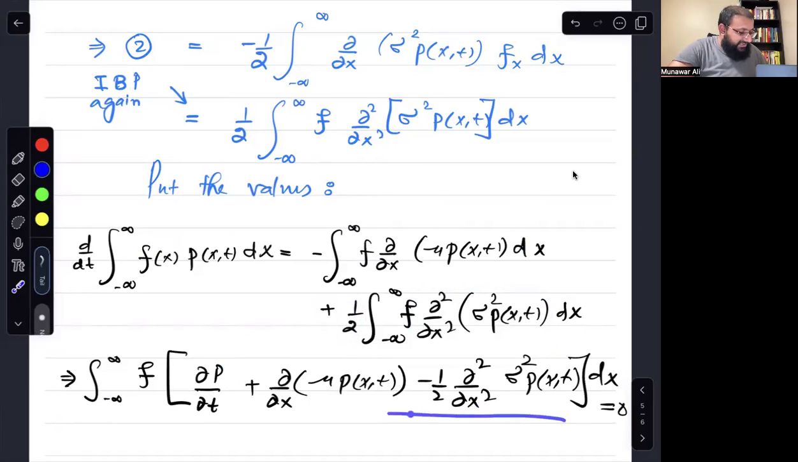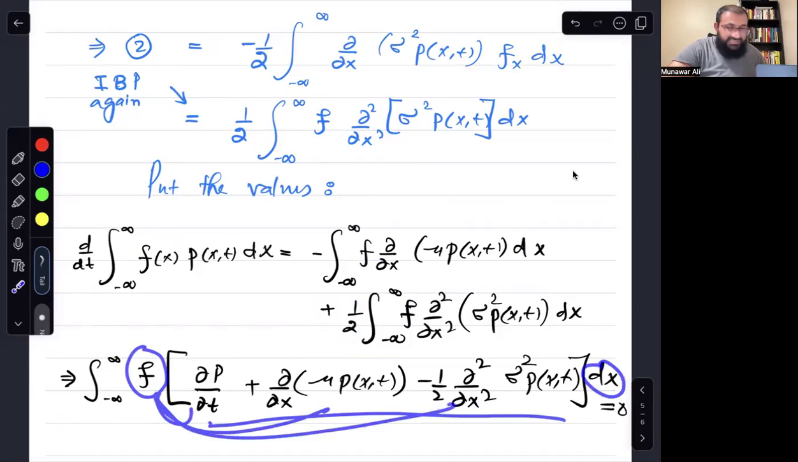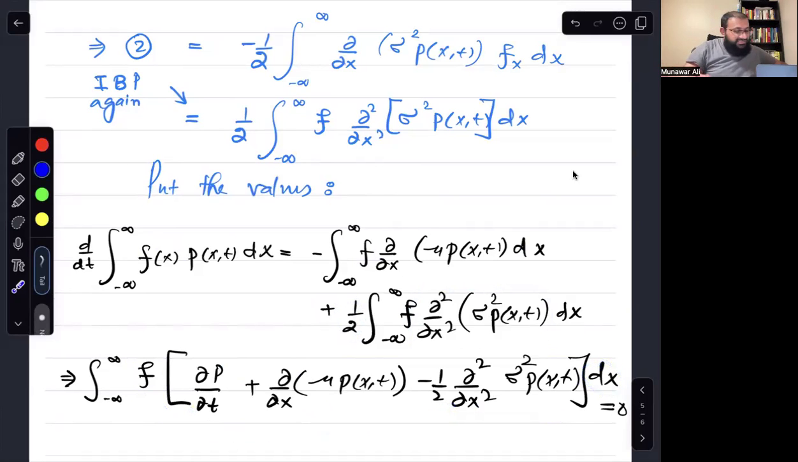So I have taken everything on one side. I have f multiplied by everything, and then integrated. So I can write these same things again. I'm saying that this whole integral is 0 for any general f. The mathematical property says that if this whole integral is 0 for any f, then the term which is multiplied with f should be 0 itself. We can prove this as well, but this is all about mathematics, so we are not doing it.